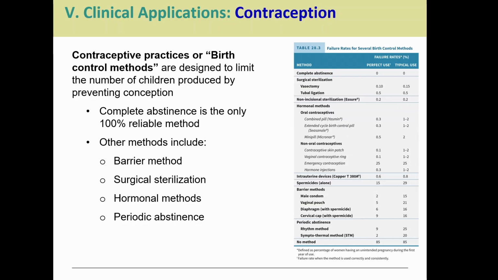So contraception, aka birth control, is basically just designed to help limit how many children a person produces. And this is to prevent conception, right? Contraceptives are to prevent someone from getting pregnant. Of course, the only way that is 100% reliable is abstinence. I have to say that because it's true.